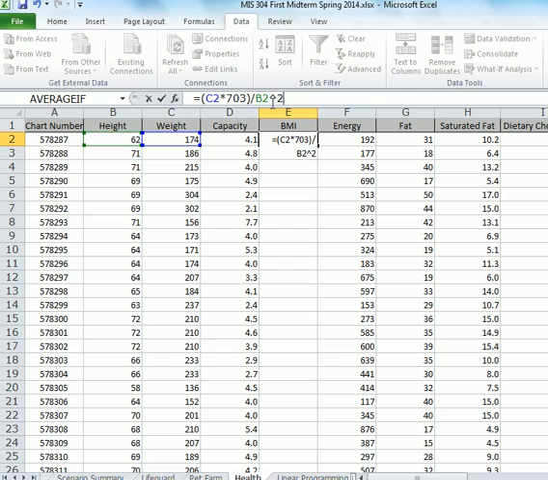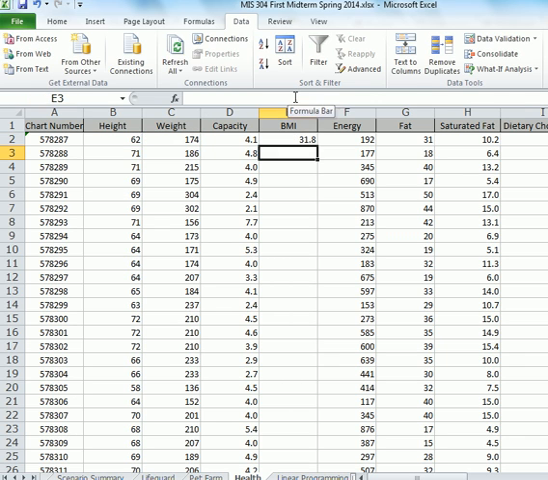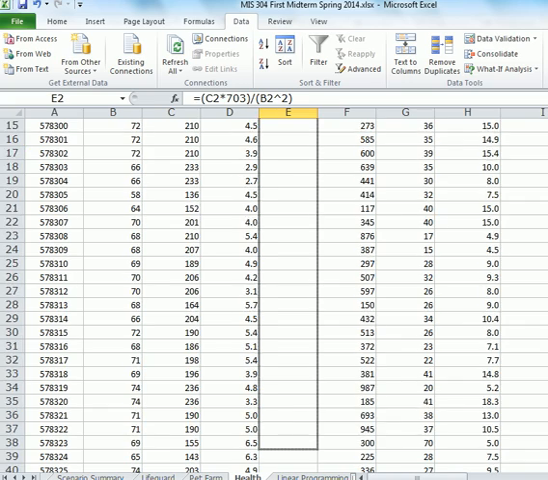The exponential will happen first, so you don't need the parentheses. But if you are unsure, you can always put a parenthesis, and that will make sure exponentiation will occur first, and then multiplication, and then the division last. So that should be your BMI, and you just copy it to the rest.